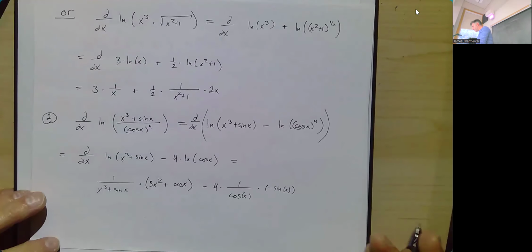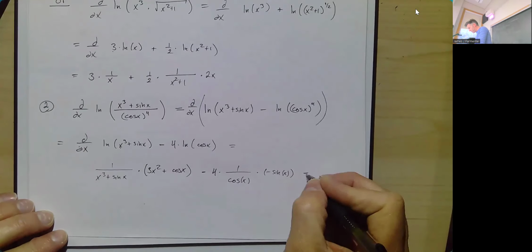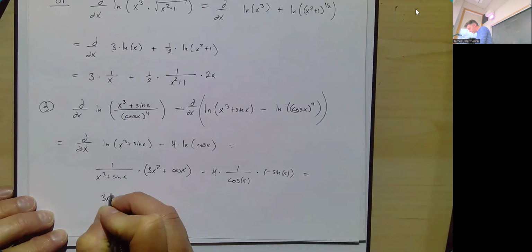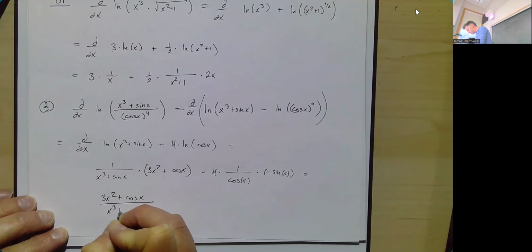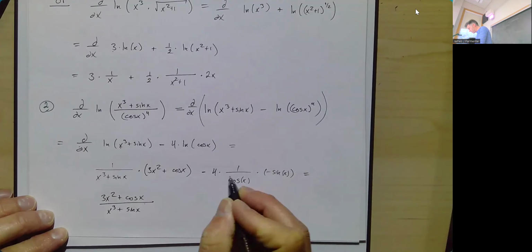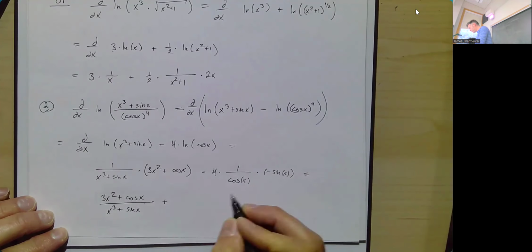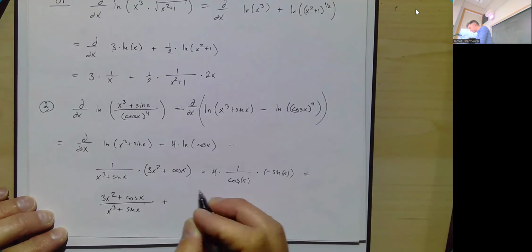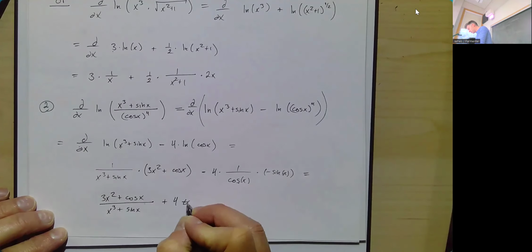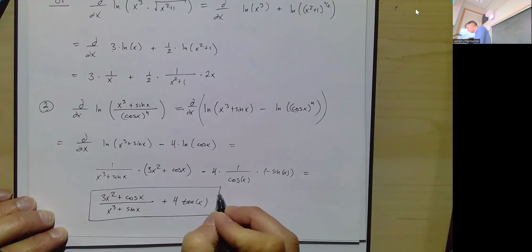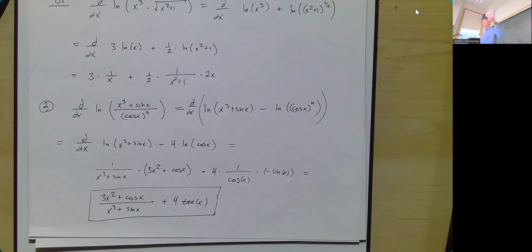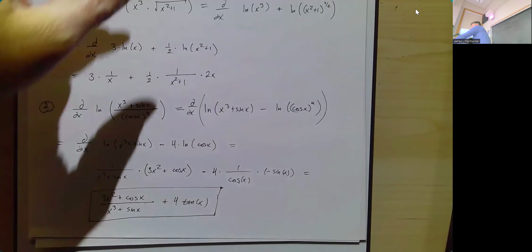Yeah. And then just to simplify this, because we could make it look nicer, I could write this as 3x squared plus cosine of x over x cubed plus sine of x. And I could write this as minus times a minus is plus, and sine of x divided by cosine of x is going to give me tangent of x. Not super necessary to do this, but if you're trying to check answers like in the back of the textbook, it'll probably look more like this instead of like this. So it's good to be able to see how things simplify, even if you're not going to simplify them.